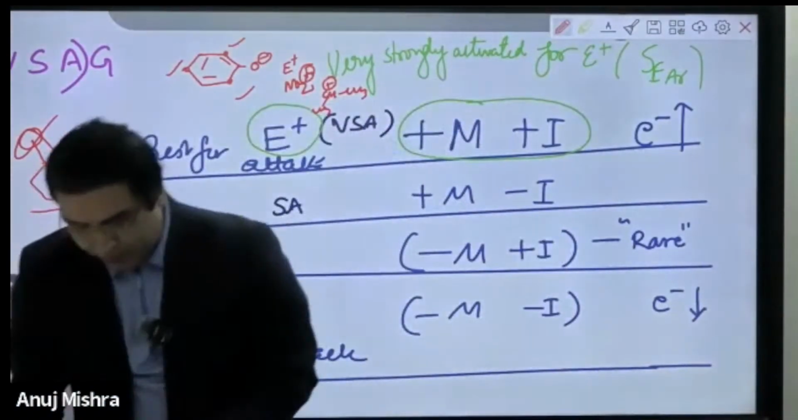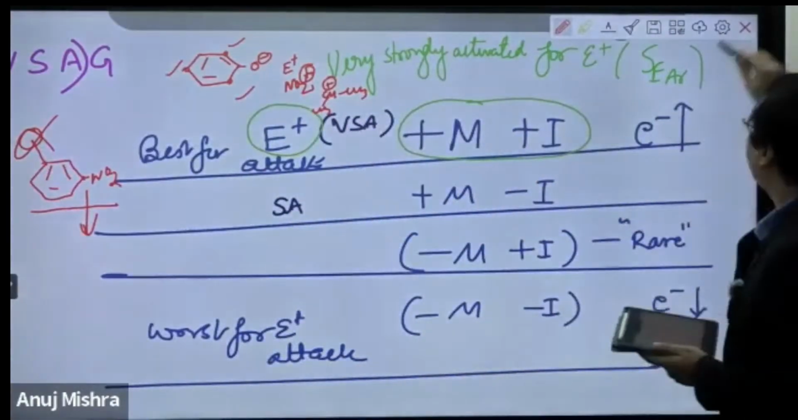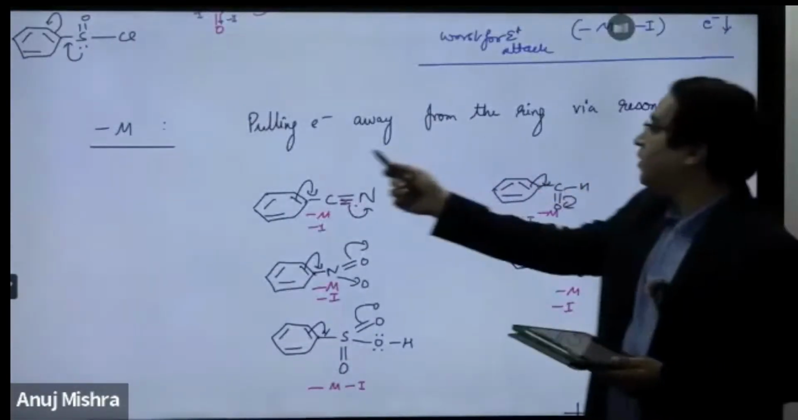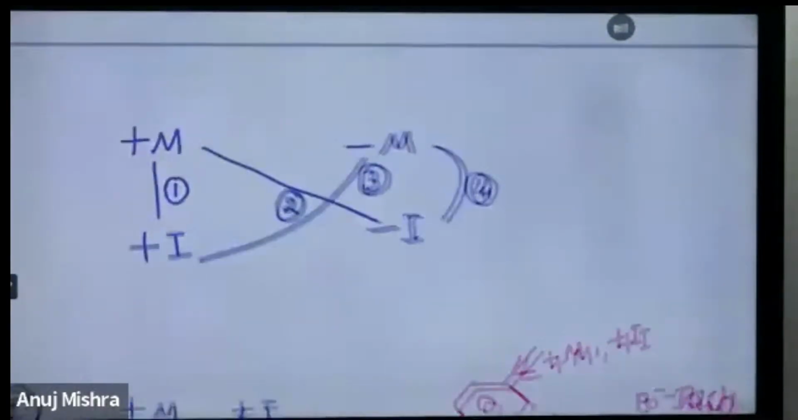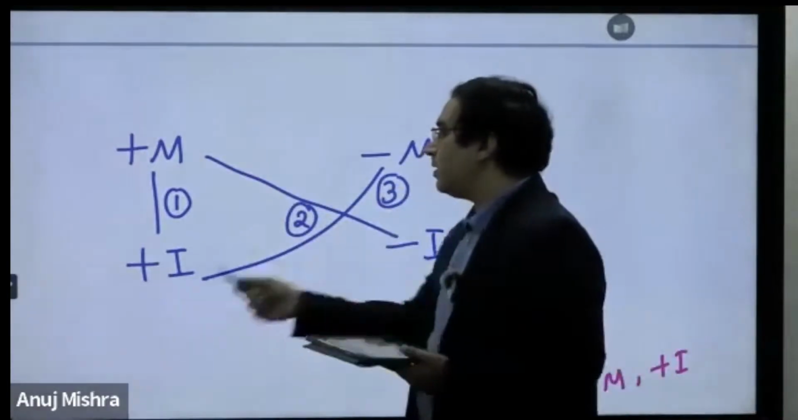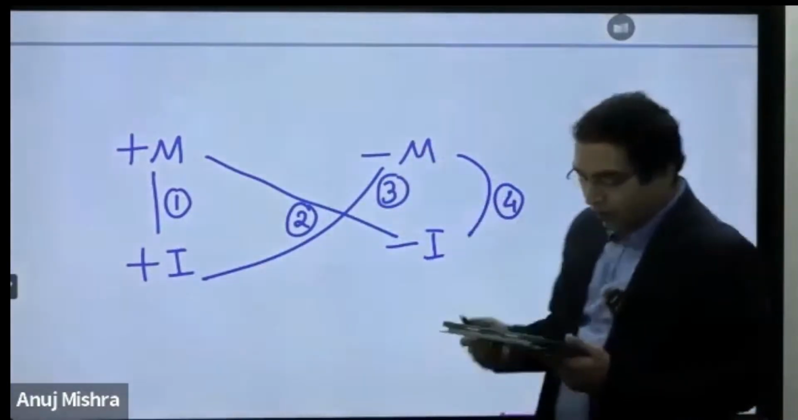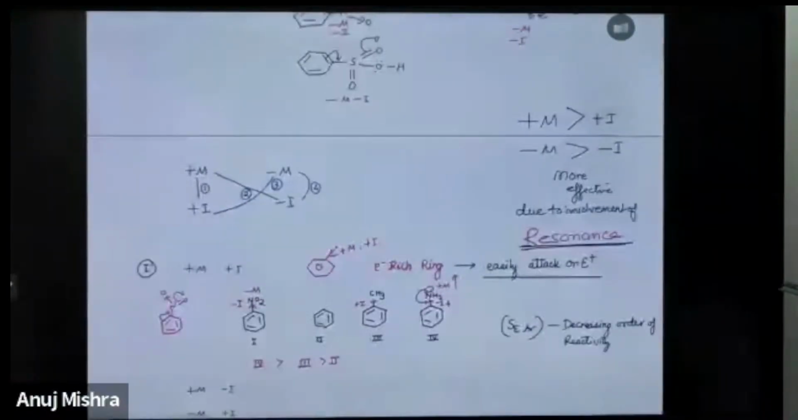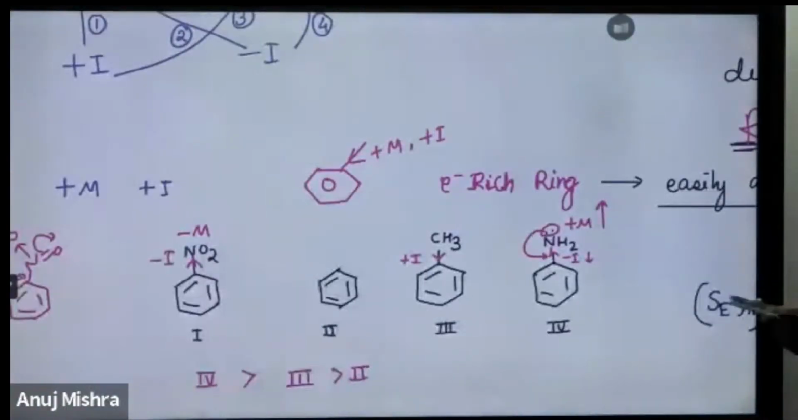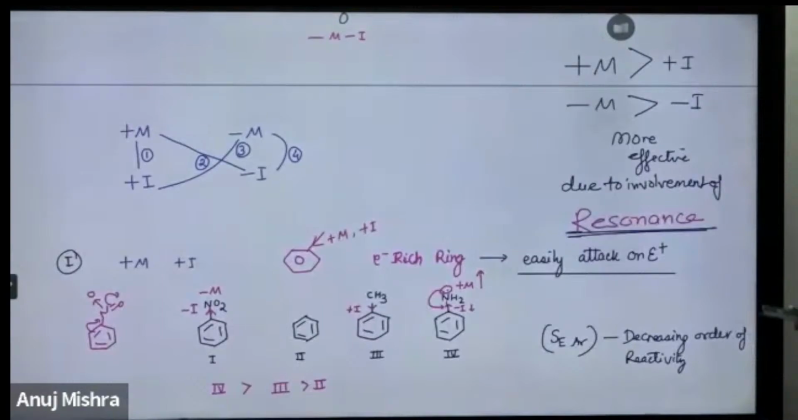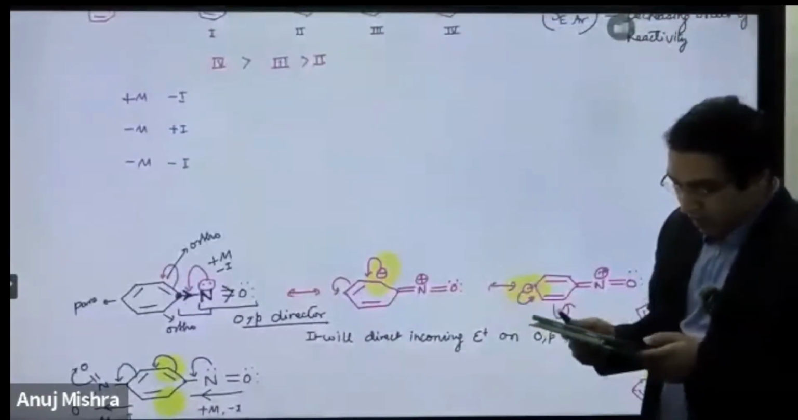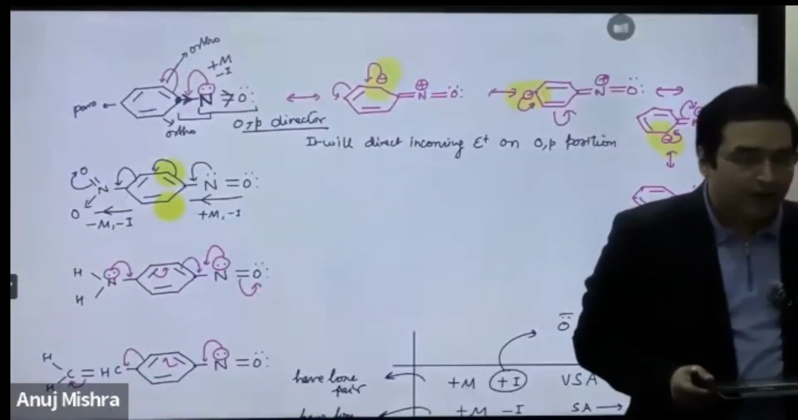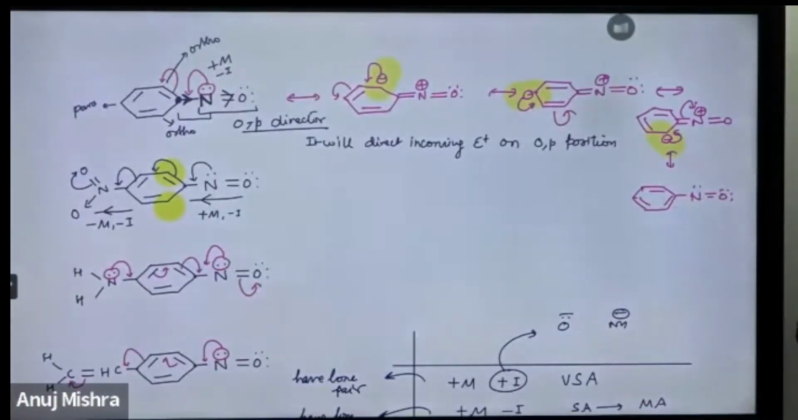चल, आगे बढ़ते हैं अपना discussion पे. Minus M is pulling electrons away from the ring via resonance. I have shown you examples earlier. You've written it down. No need to copy again. So technically, you have four possible scenarios: plus M minus I, plus M plus I, minus M minus I, minus M plus I. Plus M plus I was the O negative case, the NH minus case. Minus M minus I cases we have seen earlier, a lot of them. Plus M minus I, I said it is a rare case.